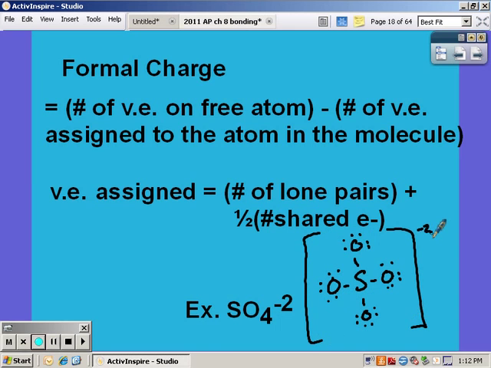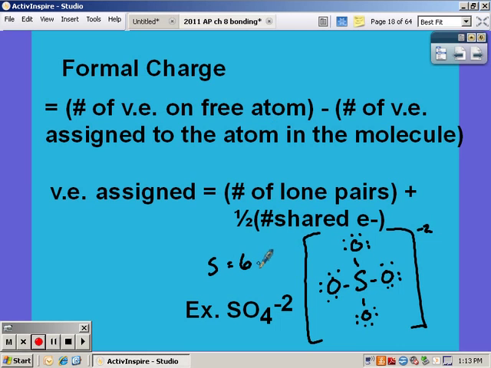So here's my Lewis structure for sulfate. To calculate the formal charge, you calculate it for each element. For sulfur, sulfur normally has 6 valence electrons. So that's the number of valence electrons on the free atom. So it's going to be 6 minus the number of valence electrons assigned.